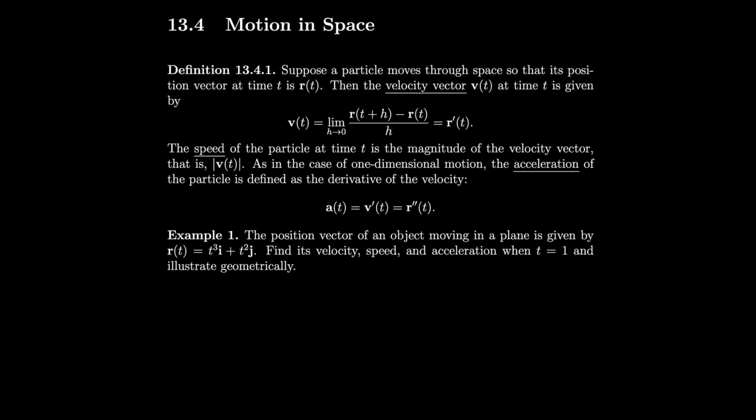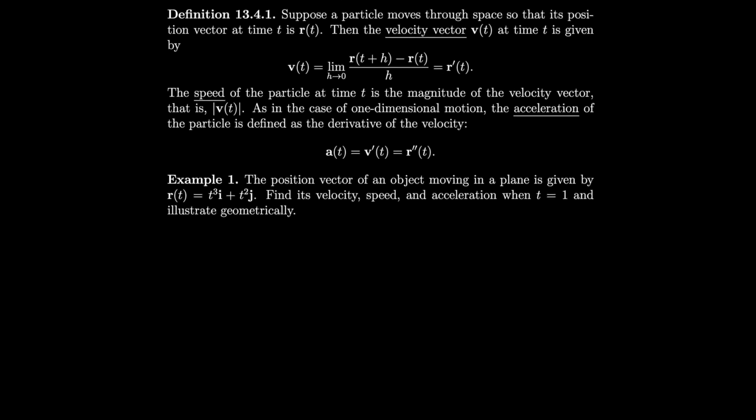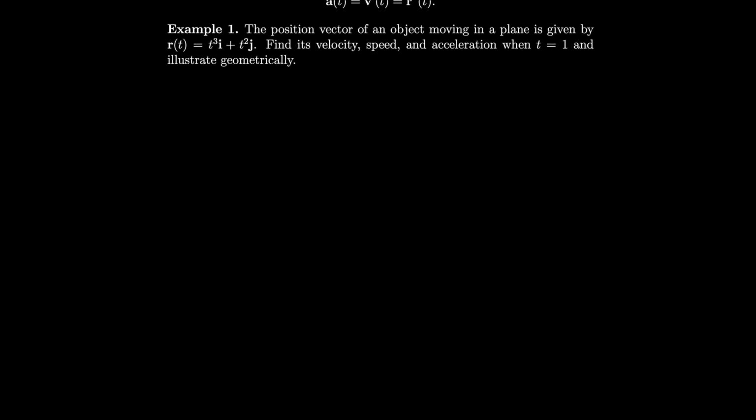So let's do an example and find velocity, speed, and acceleration when t equals 1 and illustrate this geometrically for the curve given by r of t equals t cubed i plus t squared j. So first let's get velocity, which is the derivative of position, r prime. That's by the power rule just 3t squared i plus 2tj.